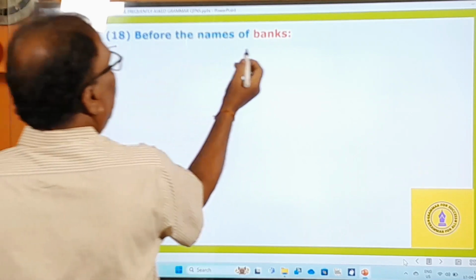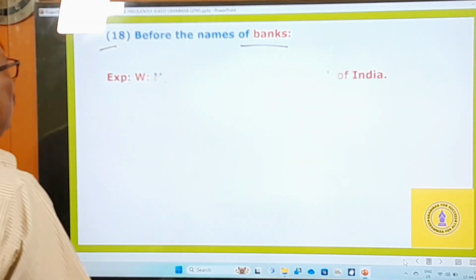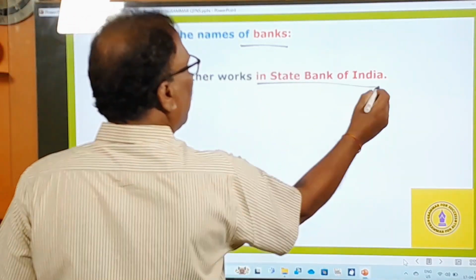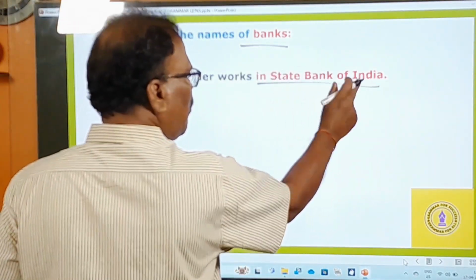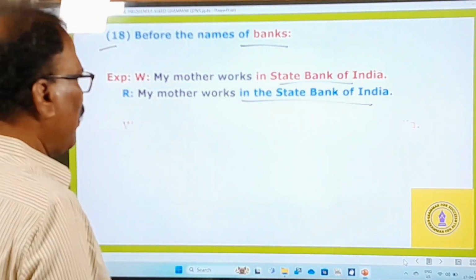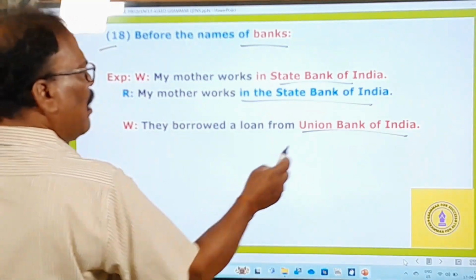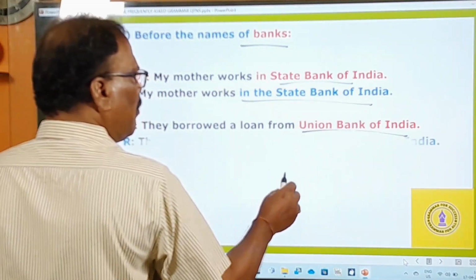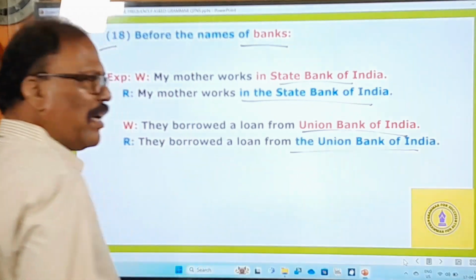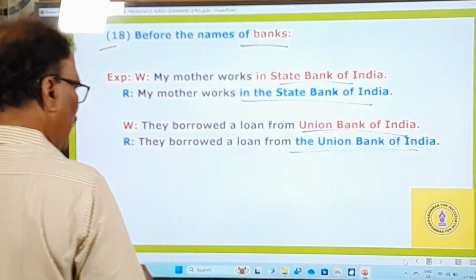The 18th one, before the names of banks, it's also again a direct rule. Okay, my mother works in the State Bank of India. You cannot simply say in State Bank of India. You have to say in the State Bank of India. Okay, and here they borrowed a loan from the Union Bank of India. You cannot say simply Union Bank of India, but the Union Bank of India.